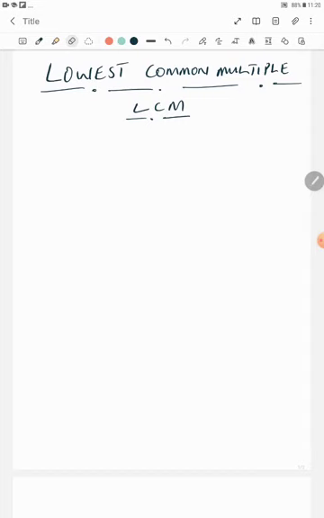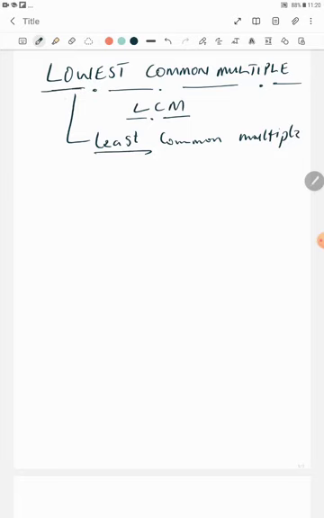So in this video, we want to begin with using the knowledge of our prime numbers and prime factors to find the lowest common multiples of numbers. You may also see this being written as least common multiple. So when you see this, just know that we are still talking about LCM, because the word least can be substituted for the word lowest.